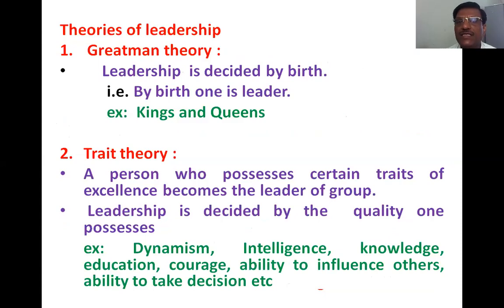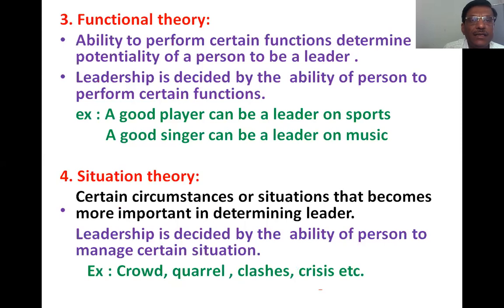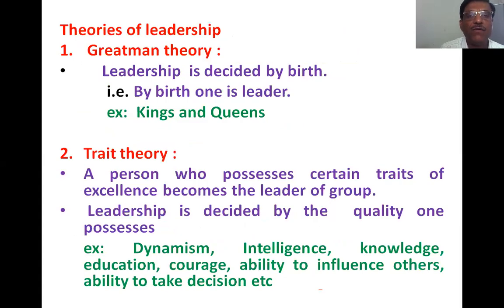There are some theories of leadership, how the leaders are identified. There are some psychological theories, based on which usually the leaders are identified. First one is great man theory, second one is trait theory, third one is functional theory, fourth one is situational theory. So let us see them briefly one by one.